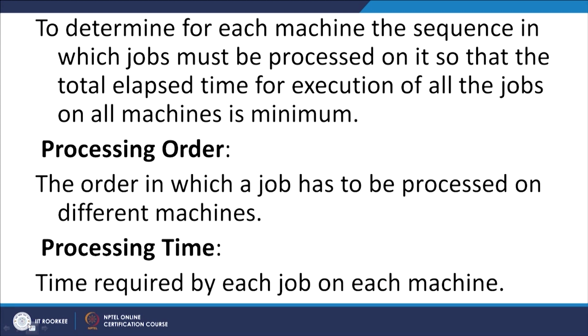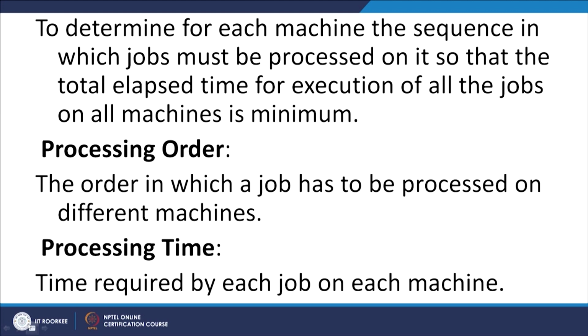Now we need to determine for each machine the sequence in which the jobs must be processed on it, so that the total elapsed time for execution of all the jobs on all the machines is minimum. This is the heart of the problem, that is, we want to minimize the idle time of all the machines where all the jobs are processed on all the machines.